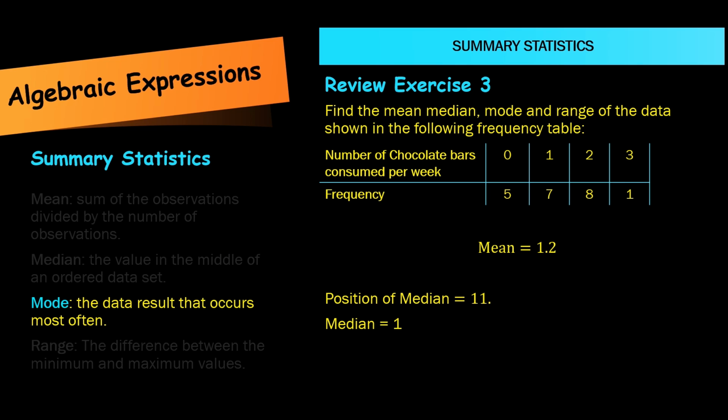And now for the mode. The mode, remember, is the data result that occurs most often. So we're looking for the highest frequency. And that occurs here as shown. The highest frequency is 8. Therefore, the mode is 2.